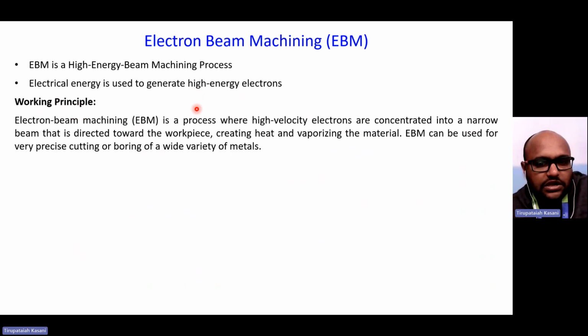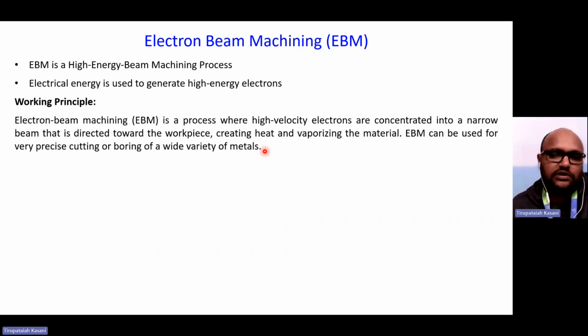Electron beam machining, EBM, is a process where high velocity electrons are concentrated into a narrow beam that is directed towards the workpiece, creating heat and vaporizing the material. EBM can be used for very precise cutting or boring of a wide variety of materials. Boring means enlarging or creating the through hole. Boring and counter boring are well-known operations. You all are aware of it.